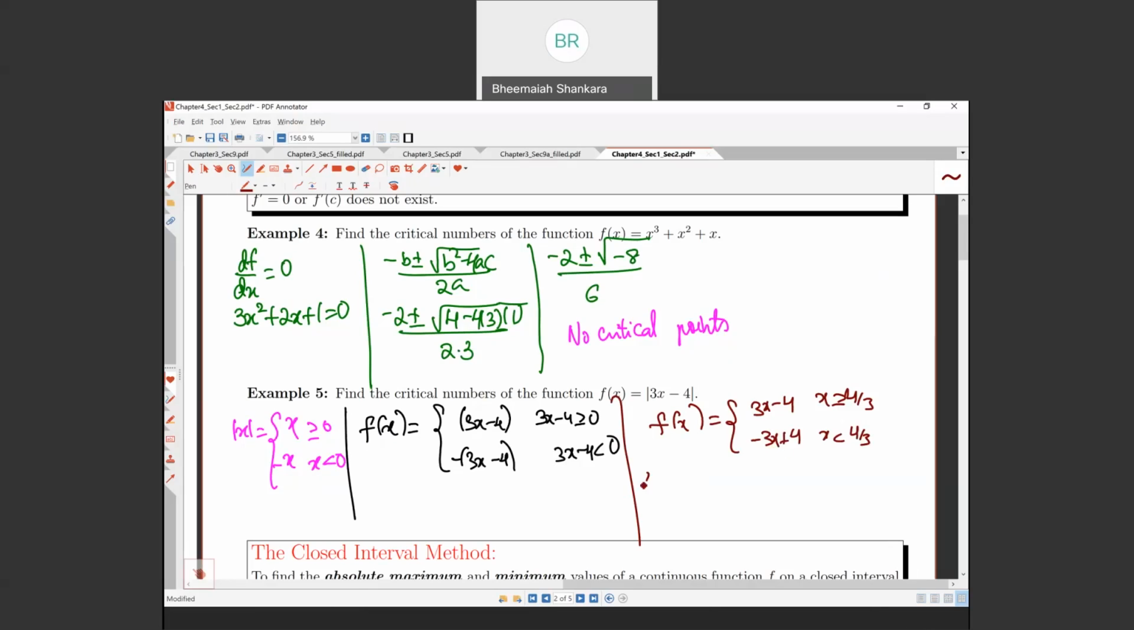So now find the derivative. f prime of x is either 3 for x greater than or equal to 4/3, or negative 3 for x less than 4/3. So at 4/3 we have the derivative jumping from negative 3 to positive 3, so the derivative does not exist at that point. So we say x equal to 4/3 is a critical point.